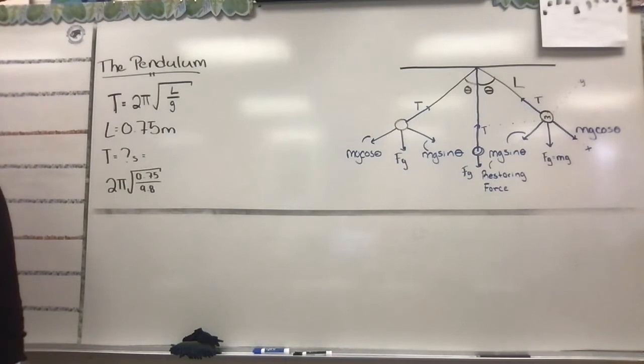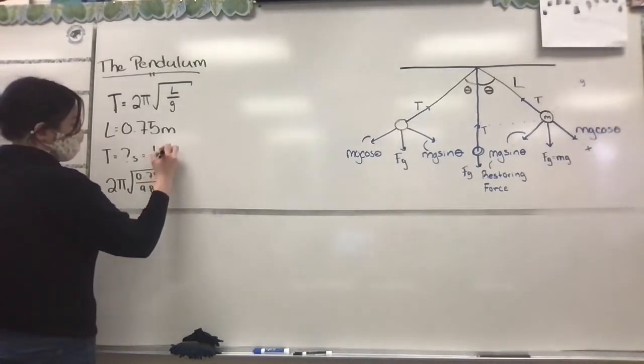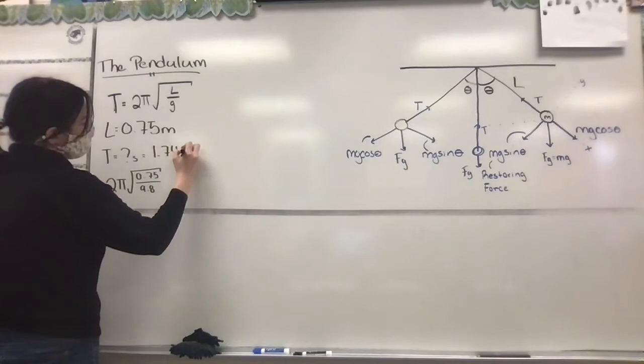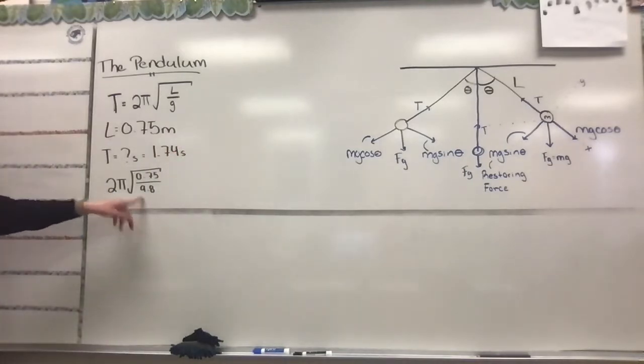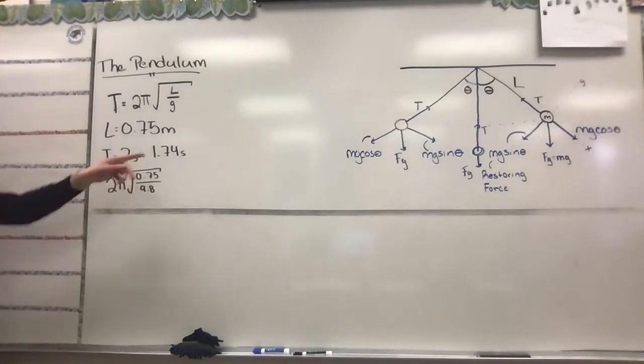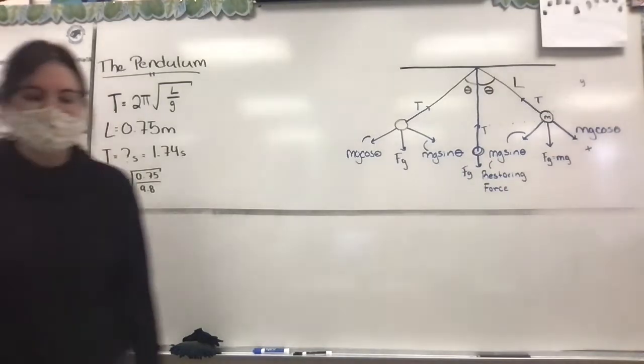I got 1.74. I agree. For gravity, would it be negative? No, you don't have to do negative. Because, think about it, if you put this as negative, you're going to get an imaginary number. No, because time is also not negative. All right. Good job, you guys.